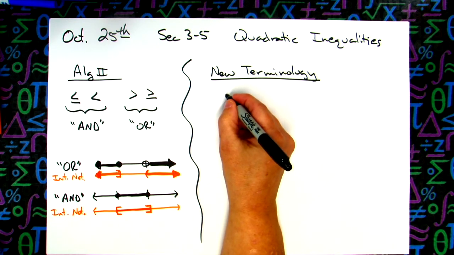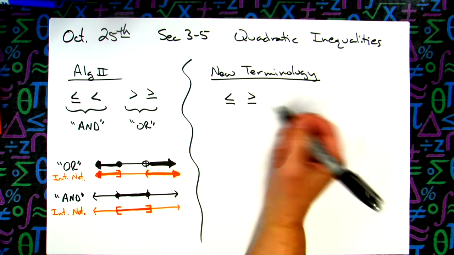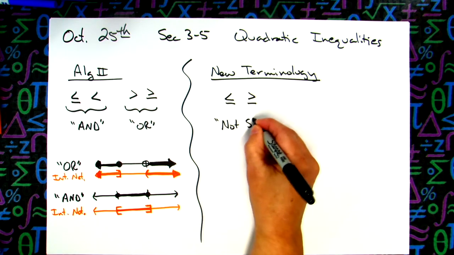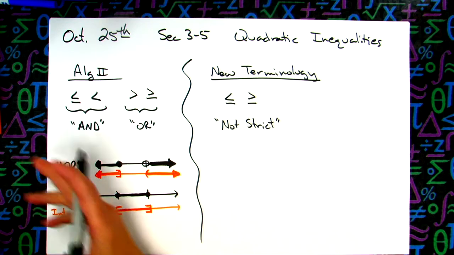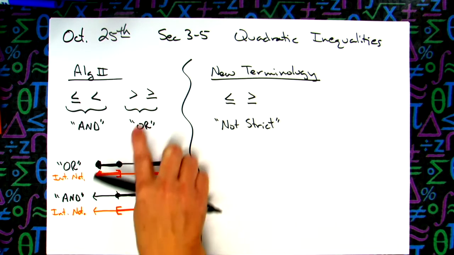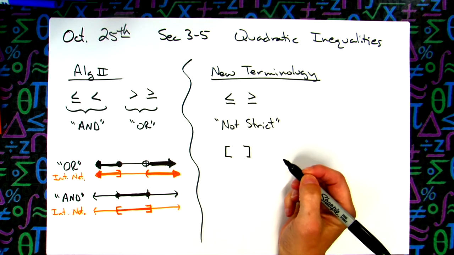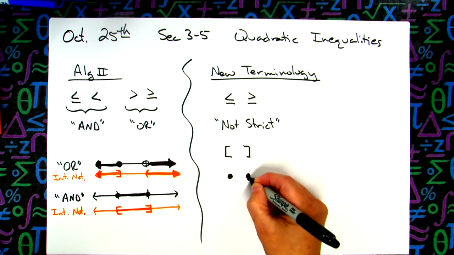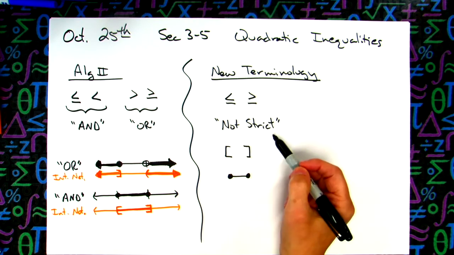So if it's got the equal to part, less than or equal to, greater than or equal to, another way to phrase this is it is not strict. That's new terminology being introduced in your book. It means the exact same thing. We're still going to include the values because it's got the equal to part. So that means you would have your square brackets, or you would have closed dots on either end, because it's got the equal to part. But your book refers to this as not strict.